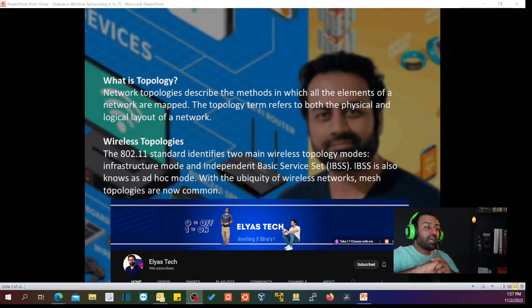It defines two modes: infrastructure mode and independent basic service set, or IBSS. IBSS is also known as ad hoc mode. It is ad hoc mode, so don't get confused. We're going to discuss these two topologies in more detail, but just keep this in your mind. So IBSS is also known as ad hoc mode as well. How many modes do we have overall? We have two types of mode: an infrastructure mode, and an independent basic service set mode. Just keep this in your mind, and let's see.